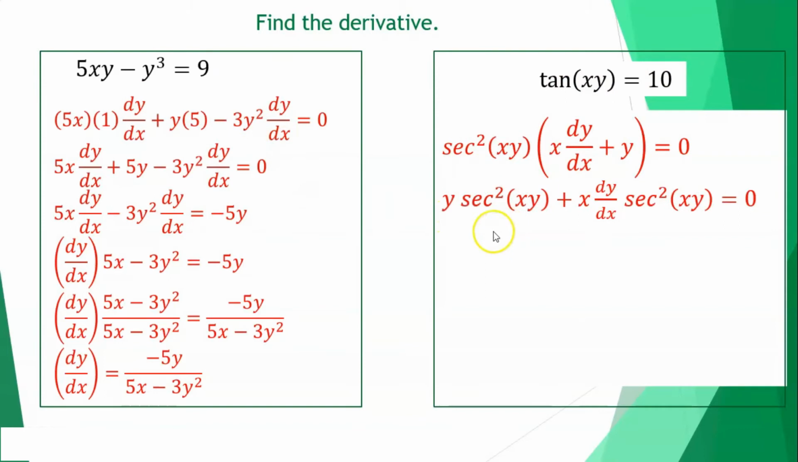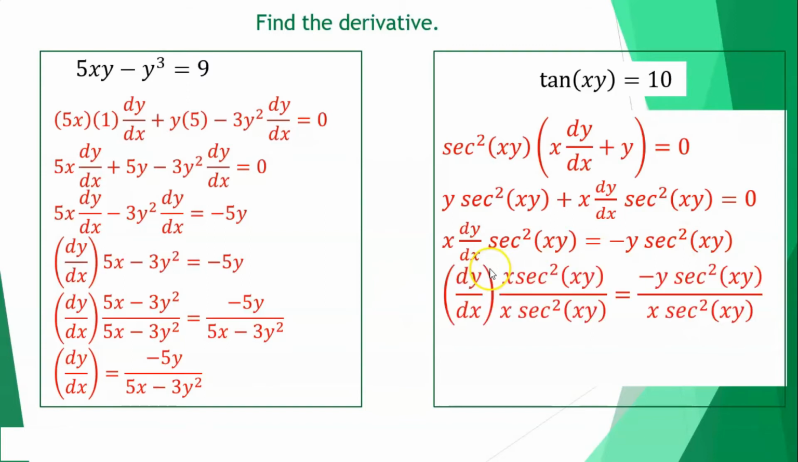So simplifying this, you distribute secant squared xy to the terms inside. So we will end up with this. Transfer y secant squared xy to the other side. So we're left with x dy/dx secant squared xy is equal to negative y secant squared xy. With this, divide the entire equation by x secant squared xy.